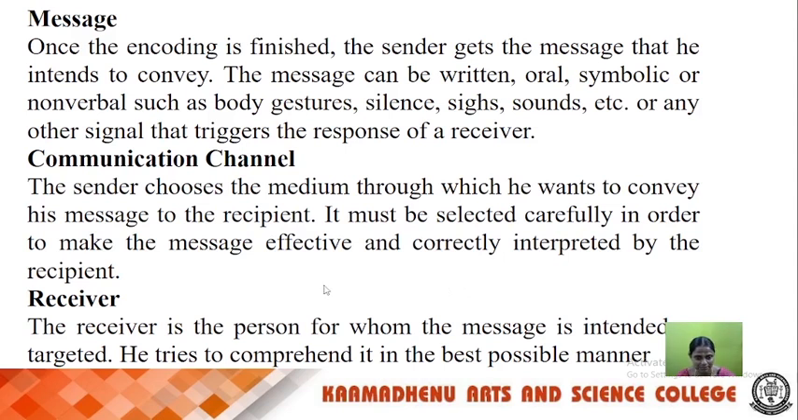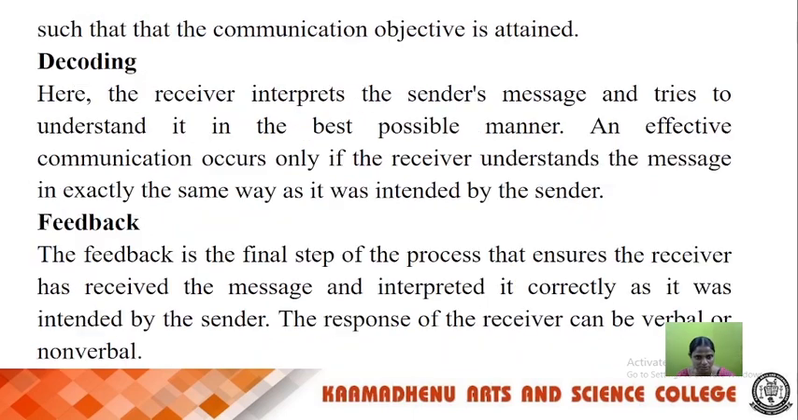The receiver is the person for whom the message is intended or targeted. He tries to comprehend it in the best possible manner such that the communication objective is attained. Next one is decoding. Here the receiver interprets the sender's message and tries to understand it in the best possible manner. An effective communication occurs only if the receiver understands the message in exactly the same way as it was intended by the sender. The last one is feedback.